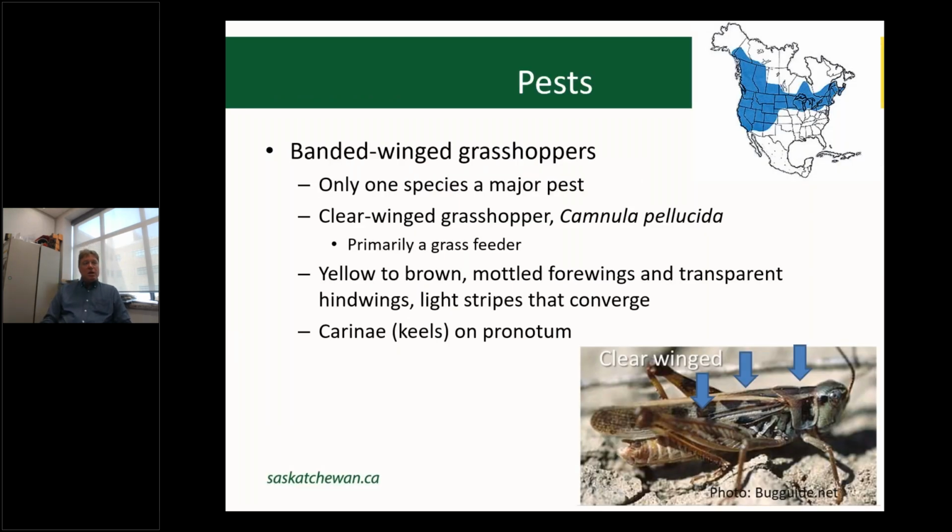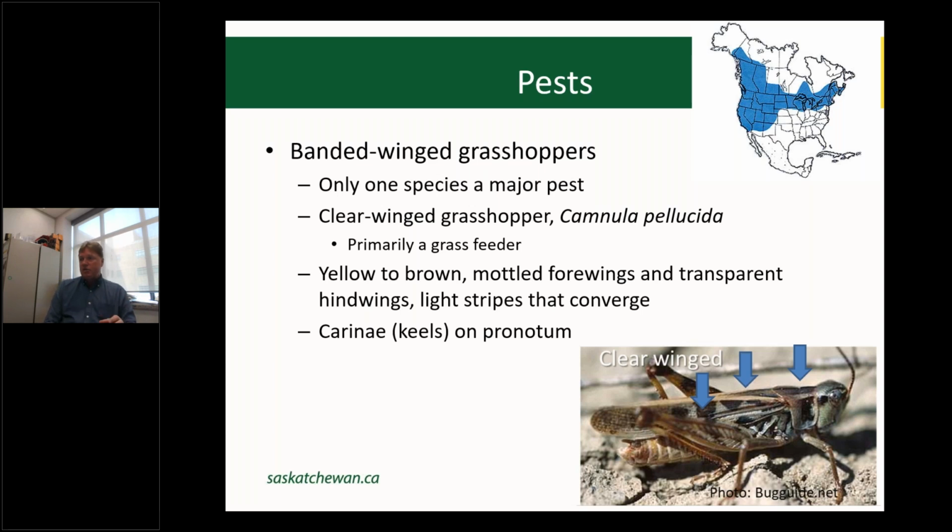So banded wing grasshoppers, this is the second group that we'll talk about. There's only one species that's a major pest, and this one can be a serious pest of cereals. This is the clearwing grasshopper, primarily a grass feeder, and they can be a devastating pest in cereal crops. So yellow to brown mottled forewings and transparent hindwings. You're going to see those light stripes that converge, and what's really characteristic about these ones is that camouflage pattern on the forewings. Very characteristic of these animals.